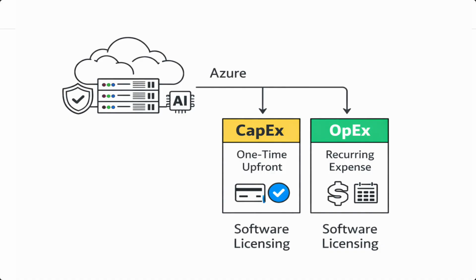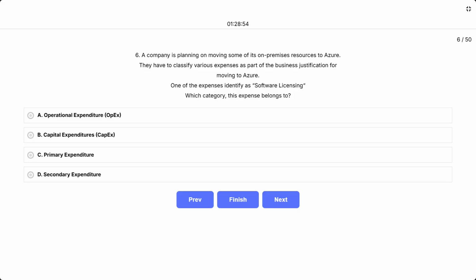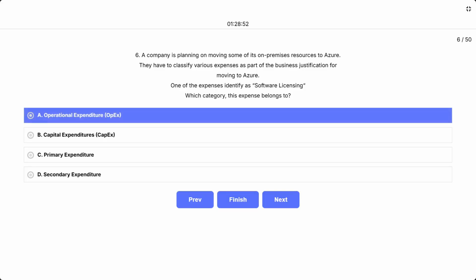This question tests your understanding of cloud financial models and how to classify different types of expenses when moving to Azure. You need to determine whether software licensing in a cloud context is a one-time upfront purchase, CapEx, or a recurring operational cost, OpEx. The correct answer is operational expenditure, OpEx.